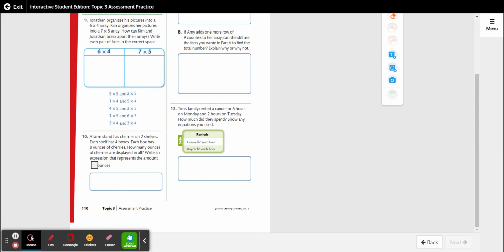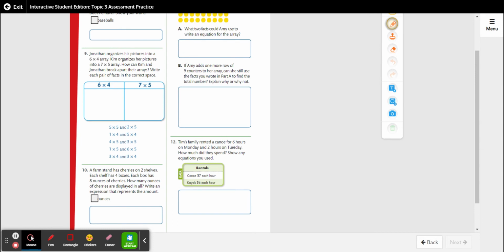It's asking us to find out how many ounces of cherries are displayed in all? Ounces is a unit of measurement. So how many ounces of cherries are displayed in all? We could visualize this if that's helpful. So first, we have 2 shelves, okay? Like shelves on a wall where we keep our dishes or we keep our food. And each shelf has 4 boxes.